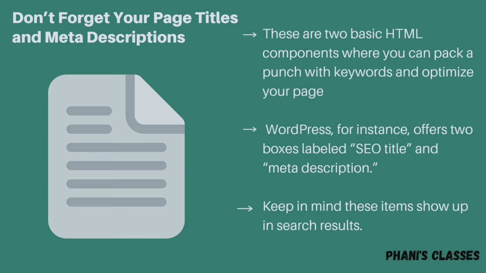Your keywords impact the content you write, but did you know they should also be used in page titles and meta descriptions? These are the two basic HTML components where you can pack a punch with keywords and optimize your page, and they are easy technical SEO edits for beginners. Typically, whatever platform you use to host your website offers an easy way to edit your page title and meta descriptions. WordPress, for instance, offers two boxes labeled SEO title and meta description.